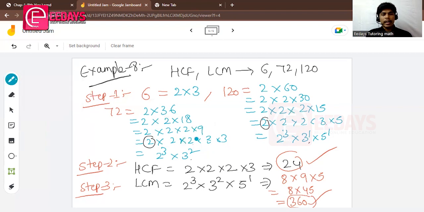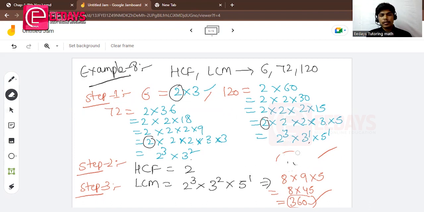That's a mistake I made. I didn't observe that 6 is a number here. Nothing to worry about, it's a small step. Now take the common factors. Here there are three numbers, 6, 72, 120, and I missed the 6. Now take the common: 2 is common to all three numbers. Let's write 2 here and erase all those things. I'm sorry, guys. I didn't see the 6 number is there. Because it has only 2 factors, I blindly missed that.